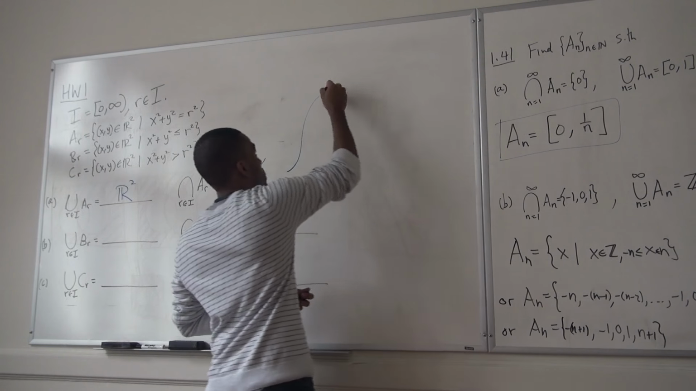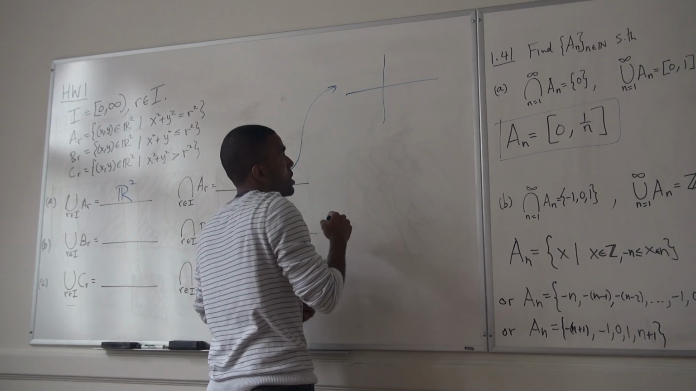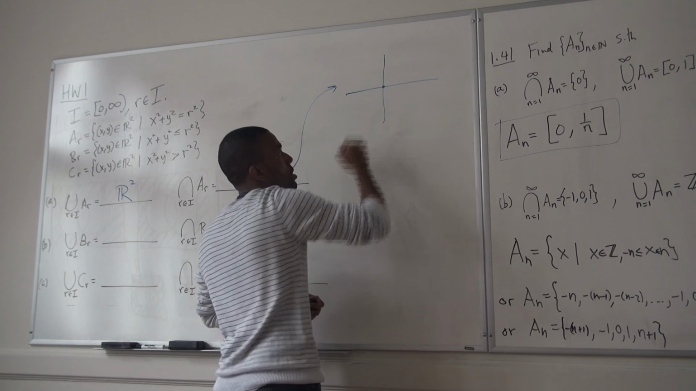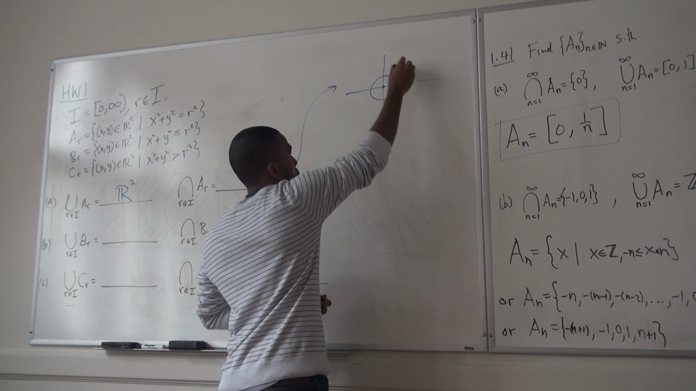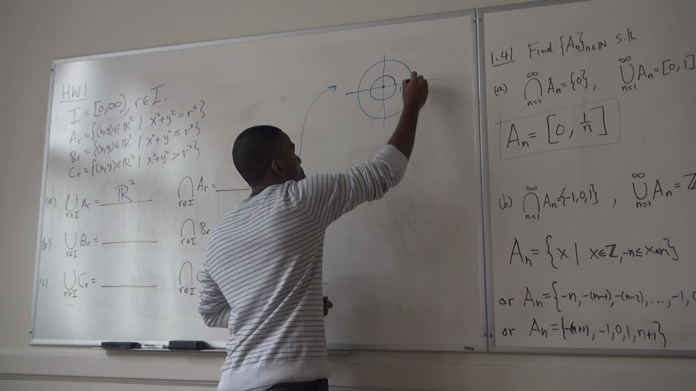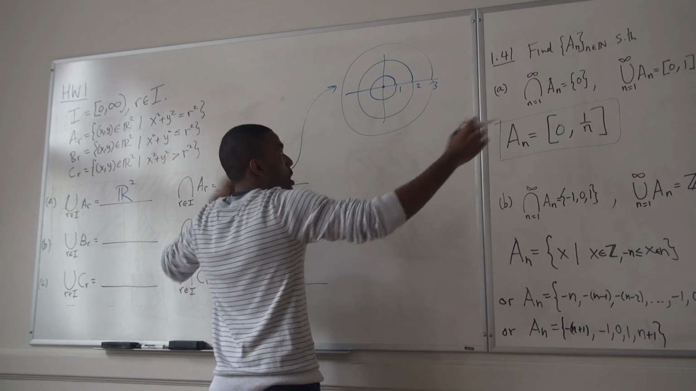How did you figure that out? The guys in A are just what? Circles centered at the origin, right? So when r is 0, you have this circle. Let's say r is 1, you'd have that circle. Let's say r is 2, you'd have that circle. This is 1, 2, and so on and so forth. And they're just branching out.